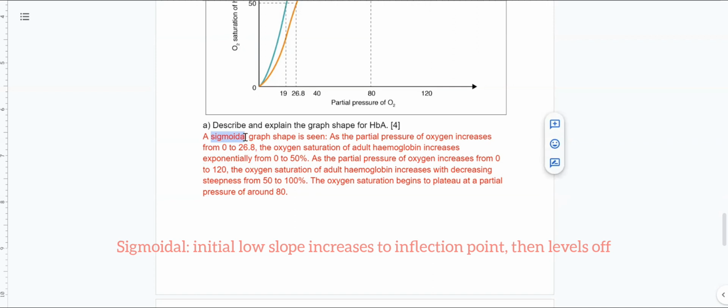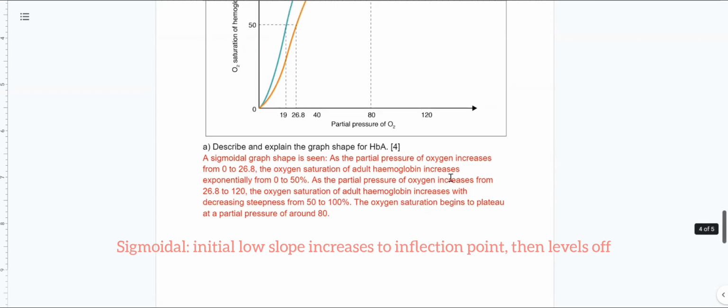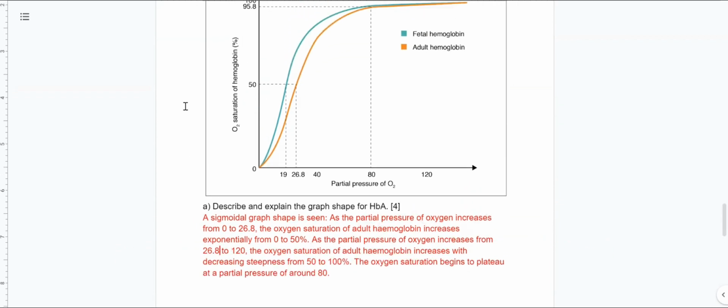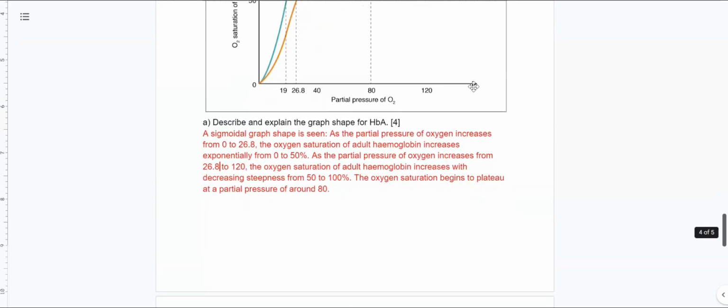But the exponential increase is not the only part of the sigmoidal shape. You need to also go on to mention that as the partial pressure of oxygen further increases from 26.8 to 120, the oxygen saturation of hemoglobin increases, but this time with decreasing steepness from 50 to 100%. This decreasing steepness is the second half of the S shape you see in the curve. And you can also make special mention that the oxygen saturation begins to plateau at a partial pressure of around 80.